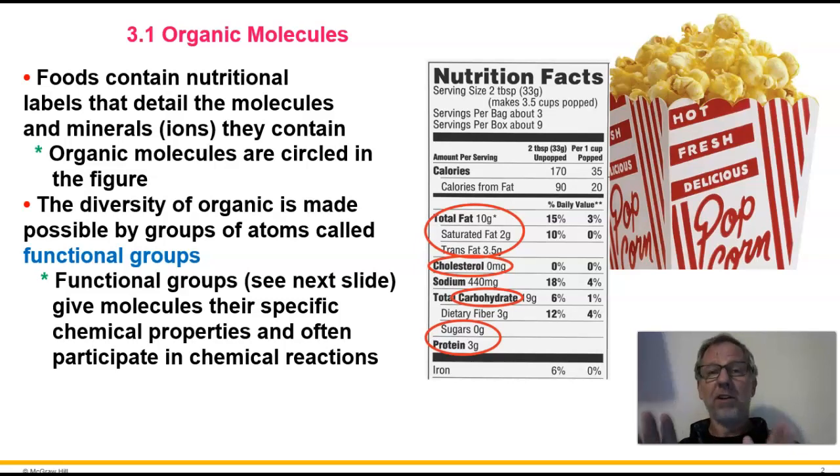So it's important for you as a biology student to become familiar with some of the basic functional groups, because you're learning about biology and you're going to learn about how some of these molecules interact and how they're important to us. So you need to know about these functional groups. Let's take a look at them.